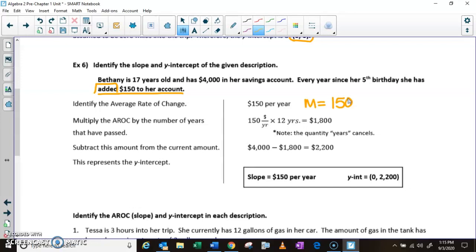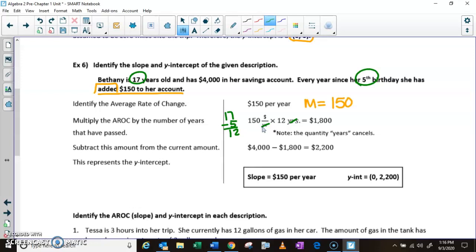So let's see. If we've increased or added $150 into her account every year since she was 5 years old and she is currently 17 years old, that means since her 5th birthday, 17 minus 5 would tell me it has been 12 years that they have been adding $150 into her account. So 150 times 12 means they have added $1,800 into the account. Notice that the years here would cancel out, leaving only the dollars to be the amount that has been added.